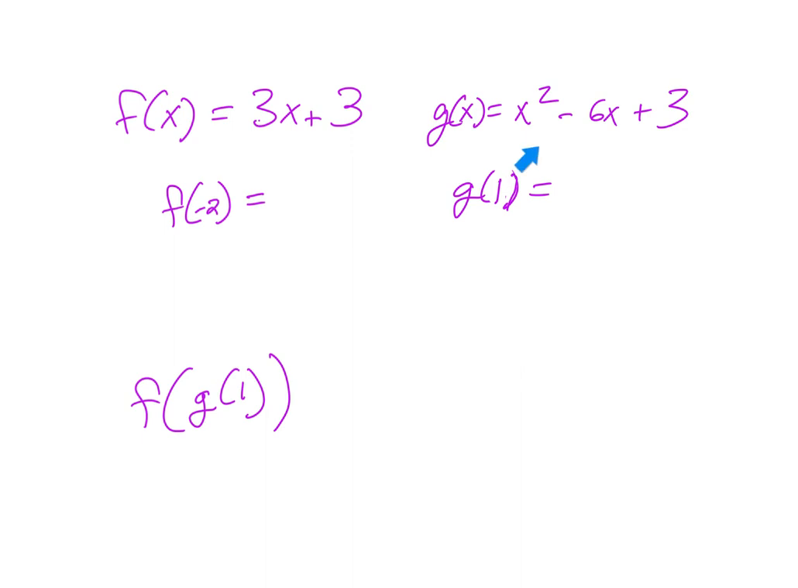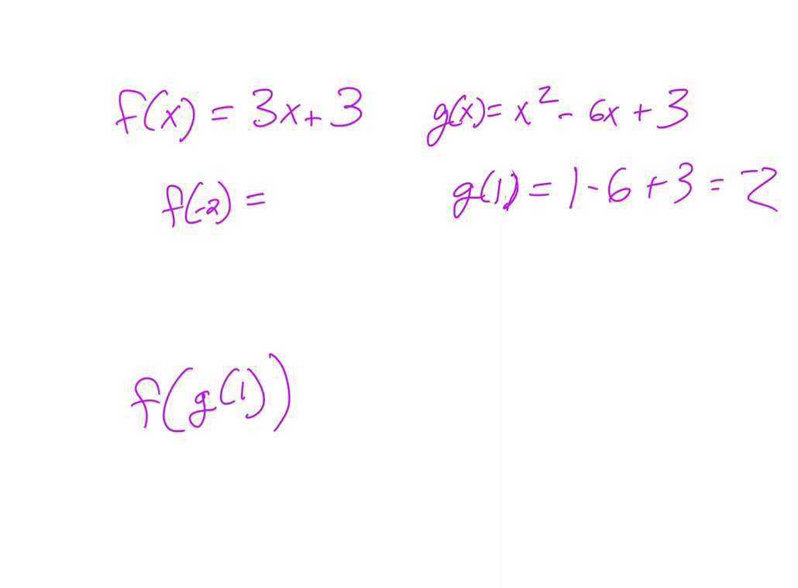We're actually going to start over with this equation. So g of 1 means I'm going to take 1 and put it into this equation. So g of 1, so 1 squared is 1, minus 6 times 1 is 6, plus 3. So negative 5 plus 3 is negative 2.